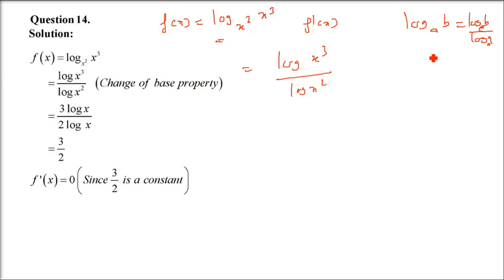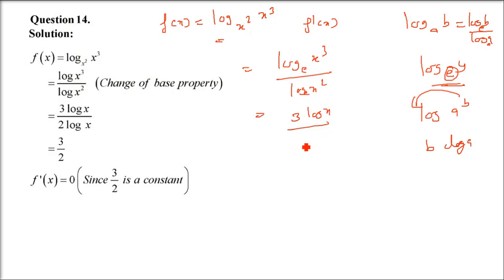So the question is, why do you do this? Because log is only differentiable when it is having base e. Please be very careful. Base has to be e. And what is the power? Log a raised b is b log a. So we can write it as 3 log x over 2 log x. I'm not writing base e, okay? So log x gets cancelled. 3 by 2 is the constant, and differentiation of a constant is 0. This is f dash x.